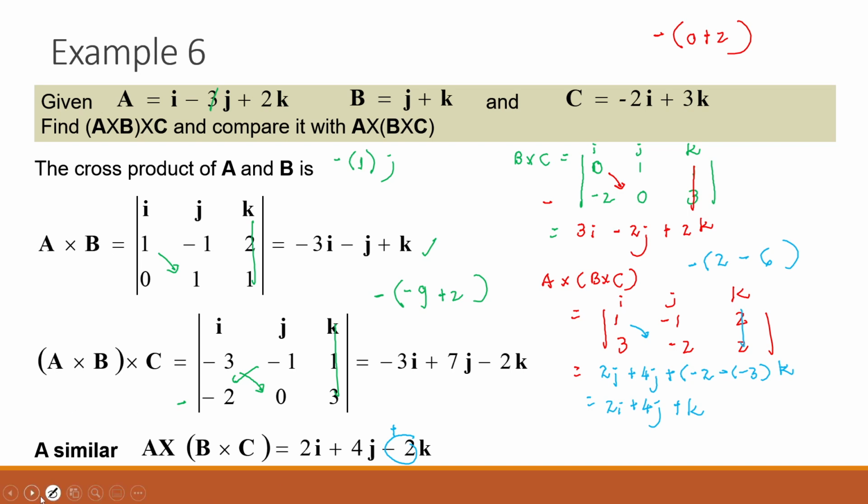Okay, so any questions here? So far good, doctor. Okay, thank you. So you can see that A cross B cross C is not equal to A cross B cross C with the other grouping. Here you see this answer and this answer are not the same.